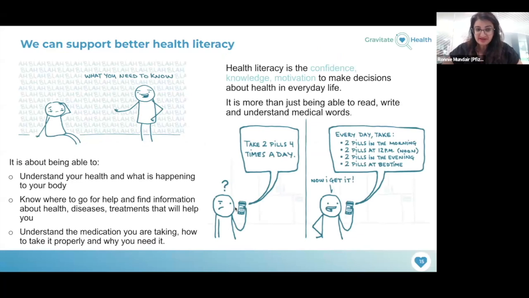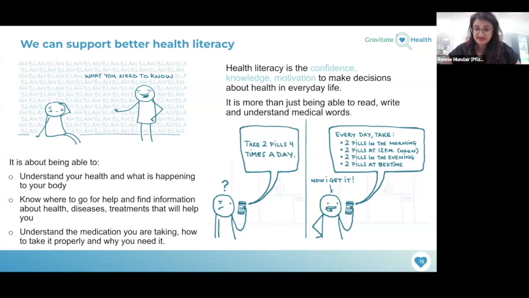We also know, as I said earlier, that understanding is really important. So health literacy and making sure that people feel confident, knowledgeable, and are motivated to make decisions about their health in everyday life is really important. So how you read, write, and understand information is really important. So quite often when you go to see a physician or you're having a conversation, if you're not quite clear, you can hear just words, as you can see in that left pictorial. And quite often the information can be thought is quite straightforward, where it says take 2 pills 4 times a day, but that can be confusing to some people.